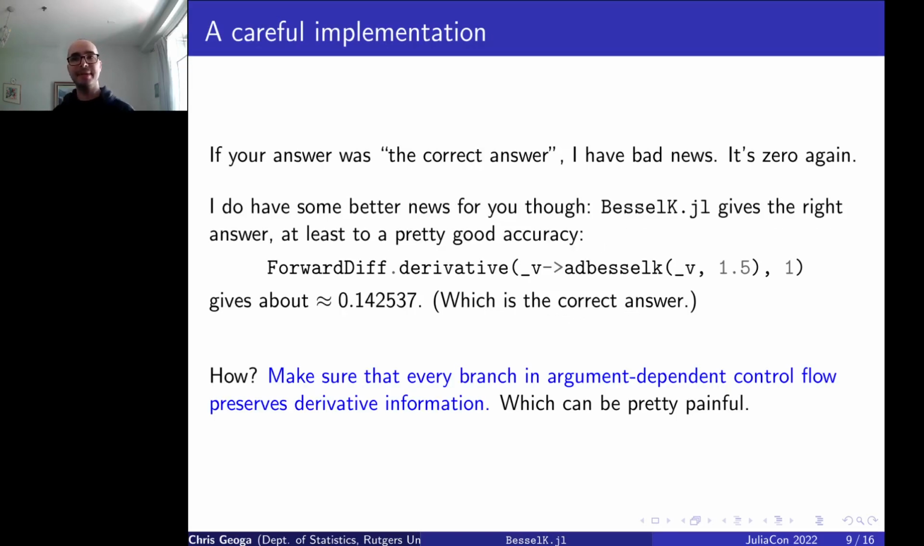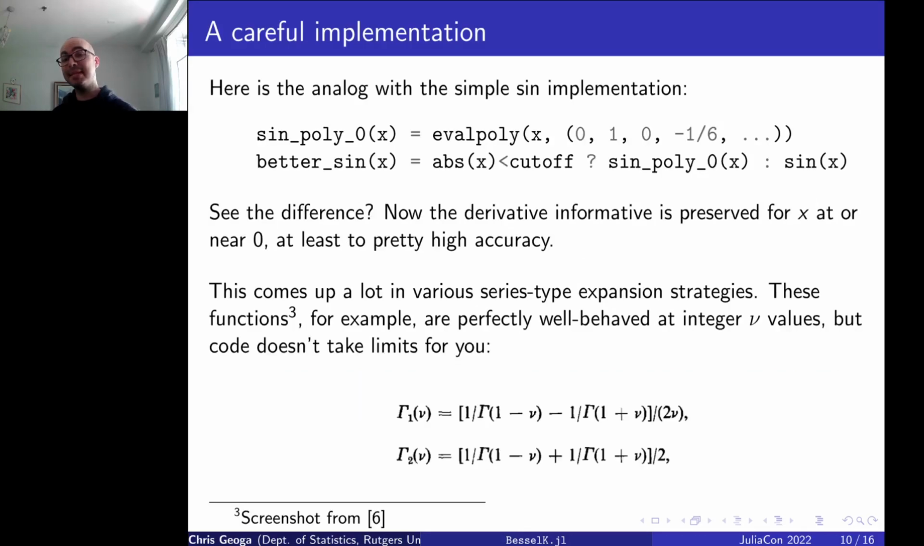So how do we fix this in BesselK.jl? Which, by the way, doesn't give you 0 in that case. So how do we handle it? Well, it's just this very painful problem of making sure that every branch in the argument-dependent control flow preserves that derivative information, and it's potentially painful to do. So again, a quick analogous solution: check out this better sign function, where now instead of checking that x is 0, you check that x is in a neighborhood of 0, and if it is, then you substitute a polynomial expansion of sign at 0. That's very accurate for x sufficiently near 0.